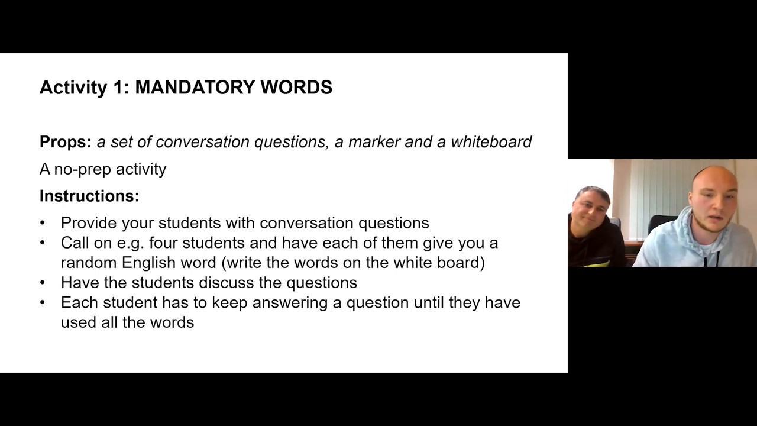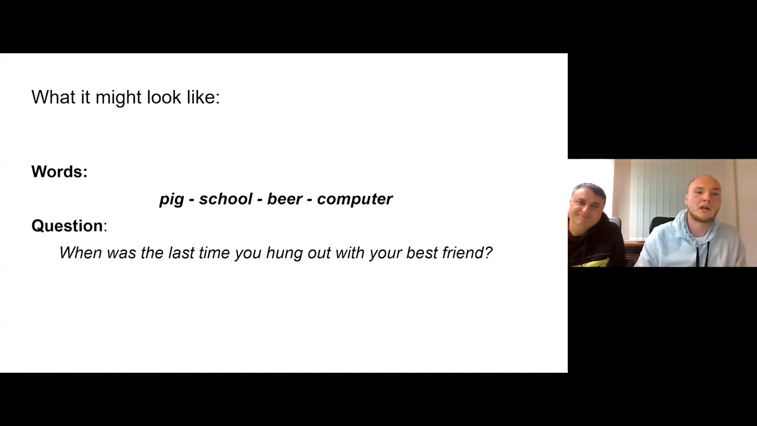So let me read them out loud. What you do is that you provide them with questions, and then you call on some of your students and you get them to give you a random English word. The first word that comes to their mind. Then you have your students discuss the questions, and they will be discussing or answering the questions until they have used all those words. I'm not sure if that's clear right now. When I just read the instructions first, it's not always that clear, but let me show you some examples of how it works. So this is what it might look like.